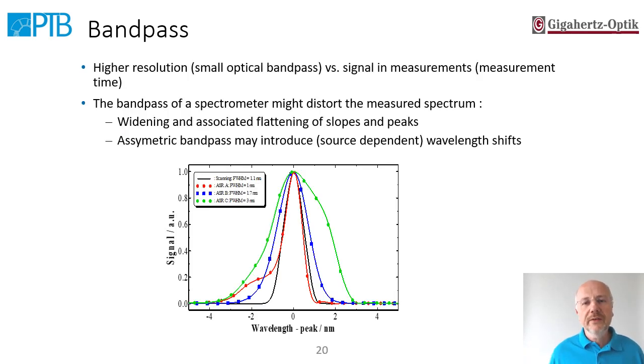So if you want to have a small resolution, which results in a narrow bandwidth, then this may increase your measurement time because the signal is getting lower. So you have to find the right bandpass bandwidth for your system. And always keep in mind that this bandpass is somehow manipulating the signal or the radiometric unit you want to measure. So slopes may be widened and peaks may be flattened. And also the asymmetry of your bandpass function, which is always present in array spectroradiometers, may cause a kind of wavelength shift of your instrument.